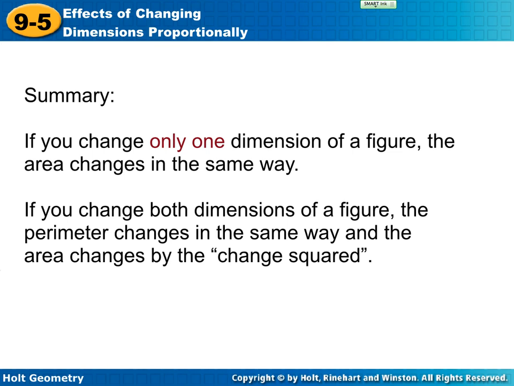Second sentence, if you change both dimensions of a figure, change its height and its width, the perimeter changes in the same way. If you're making it 3 times as wide and 3 times as tall, the perimeter will be 3 times as much. You're taking every measurement times 3. When you add it up, it'll still be 3 times as big. And the area changes by whatever the change is squared, because you're doing it in 2 dimensions.